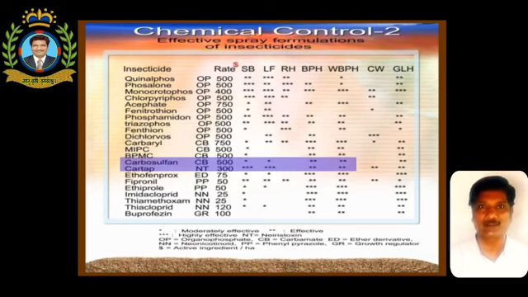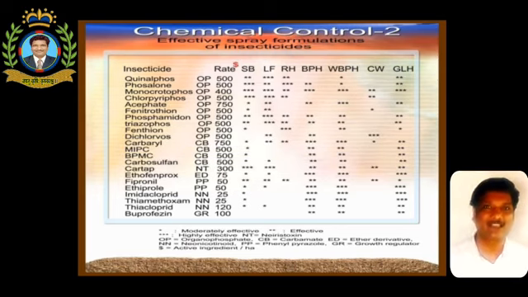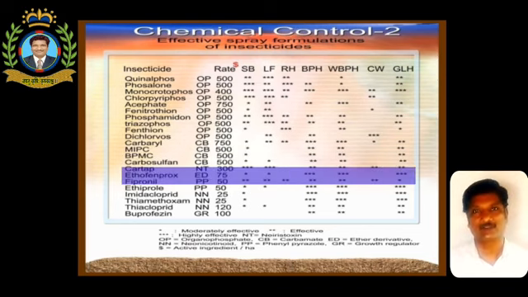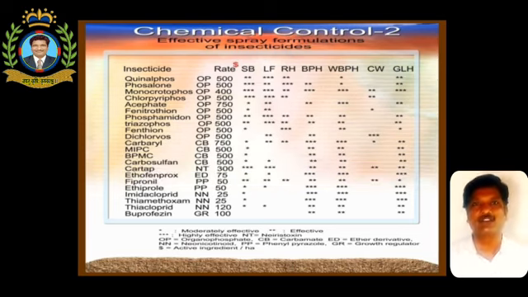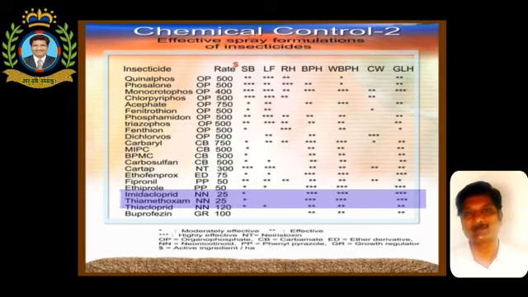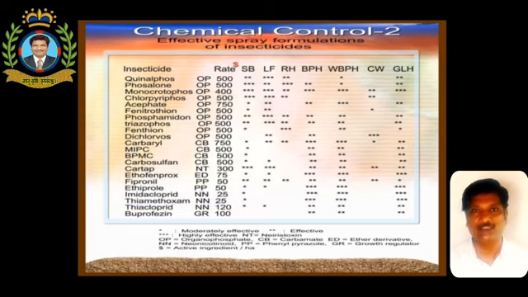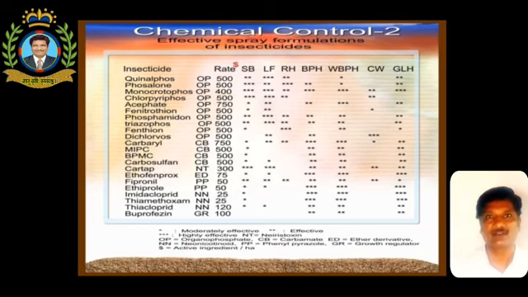Cartap 300 is also having a satisfactory result on the majority of pests. Another one is fipronil in the EC form, which is also giving a moderate result on the majority of pests. And at present the two most important chemicals, imidacloprid and thiamethoxam, are giving a very good result on the majority of pests located on the paddy crop.